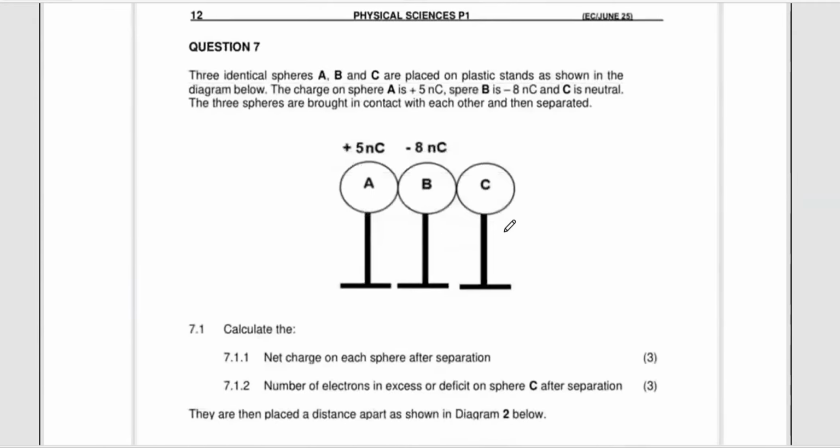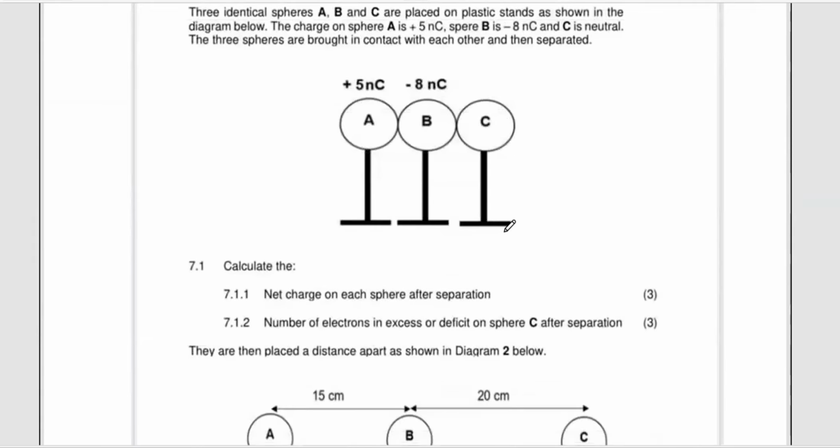All right, then question number 7, we have 3 identical spheres, A, B, and C, that are brought together. We have these charges, and C is neutral. Then the spheres will be separated after contact. Okay, calculate the net charge on each of the spheres. So after the separation, all the spheres must have the same charge. When a sphere is neutral, it has no charge at all. So you're going to have the charge on A plus the charge on B plus the charge on C divided by 3. So it's a positive 5 plus a negative 8 plus 0 divided by 3, which gives us a negative 1 nanocoulomb. So that is the net charge.